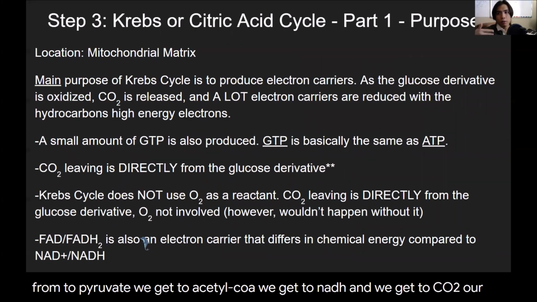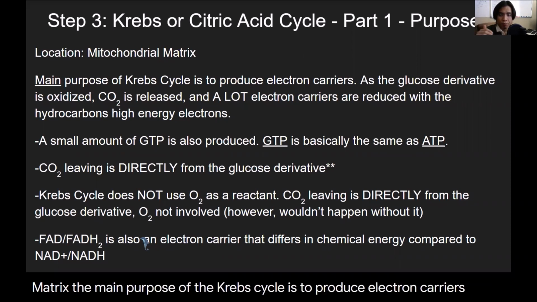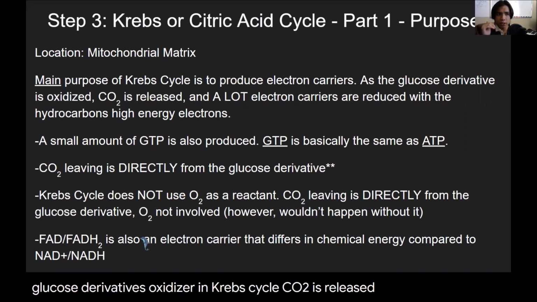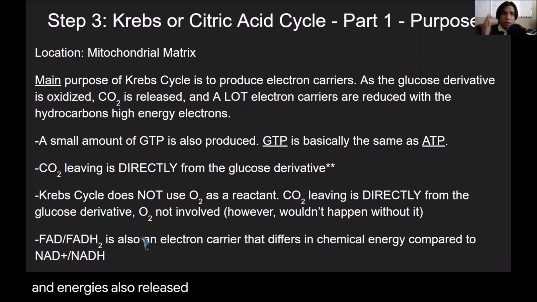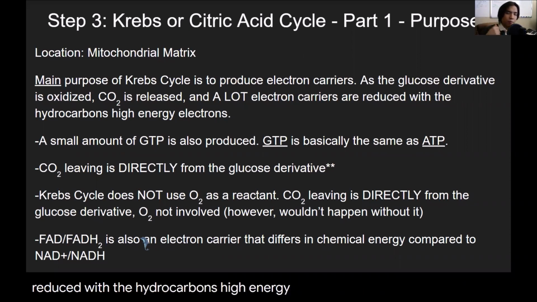Now that our glucose derivative is in the 2-carbon acetyl-CoA form, it can enter the Krebs cycle, and the location is also within the mitochondrial matrix. The main purpose of the Krebs cycle is to produce electron carriers. As the glucose derivative is oxidized during the Krebs cycle, CO2 is released. That was catabolic, and energy is also released. Using this released energy, a lot of electron carriers are reduced with the hydrocarbons' high-energy electrons. A small amount of GTP is also produced. GTP is basically the same as ATP.